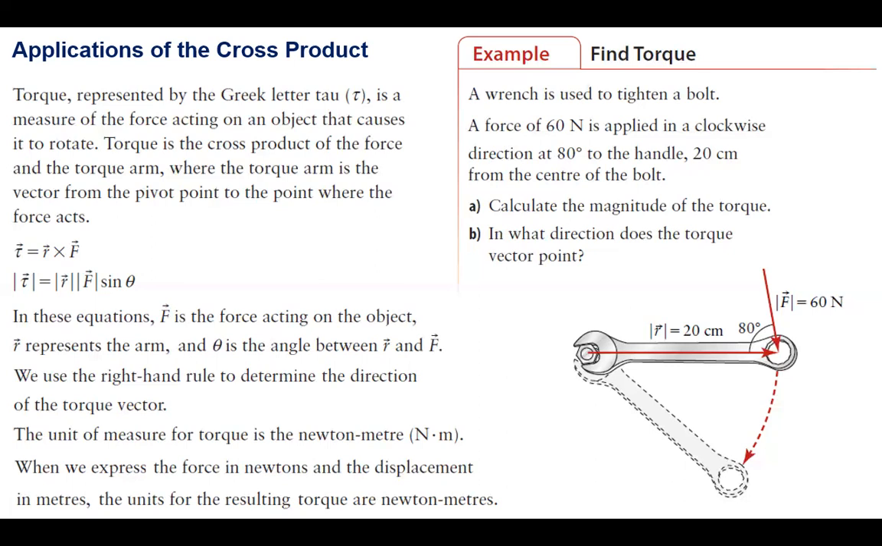Okay, so according to the definition for torque, let's consider this example. Find the torque. A wrench is used to tighten a bolt. A force of 6 newtons is applied in the clockwise direction at 80 degrees to the handle, 20 centimeters from the center of the bolt. A, calculate the magnitude of the torque. B, in what direction does the torque vector point? Okay, I'll give you 4 minutes to have a look at the question here.